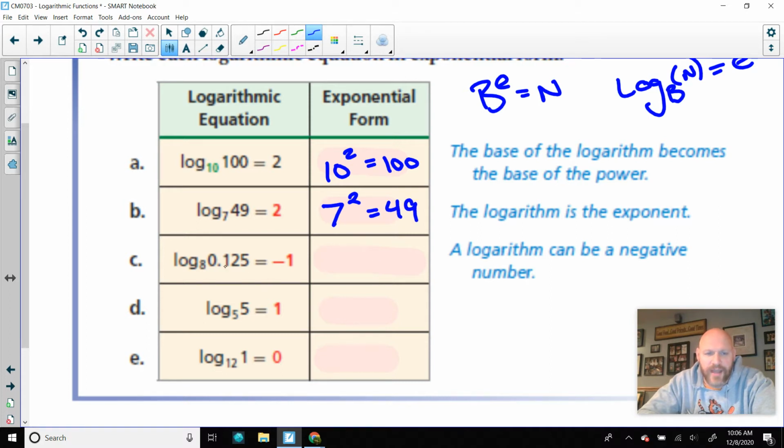The next one's got some negatives and some weird things like that, but we're still just going to use our base and our exponent, and it's equal to the number. And that's what I'm going to have you type in on your calculator or on your computer.